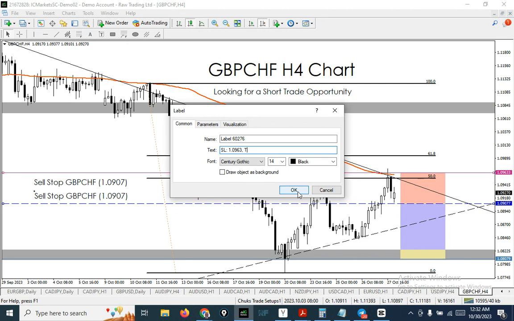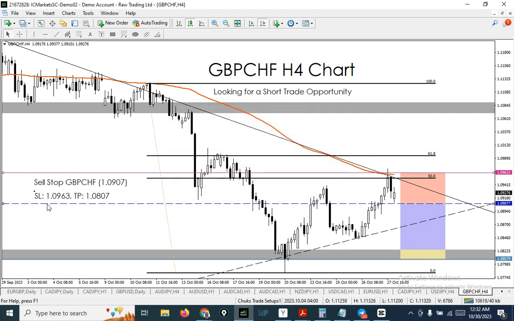And our take profit, TP, is what? This is our take profit here, 1.0807. Okay, that's our TP. Okay, this is our TP. So guys, if this is our trade signal, I want to teach you now how to enter this trade.